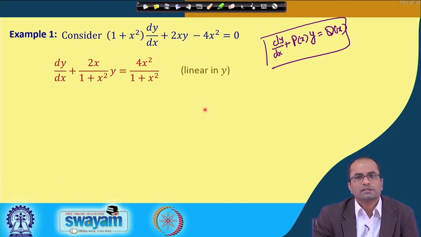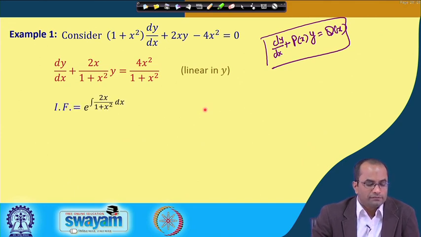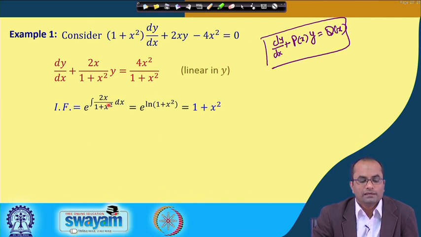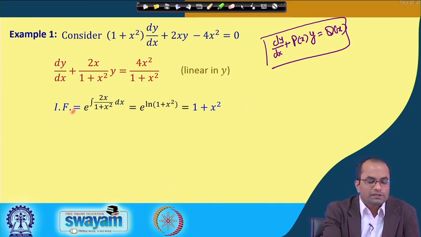Now, since this equation is linear in y, we can write down its integrating factor. The integrating factor will be the exponential of the integral of p dx. So, p is 2x over 1 + x². And what is this here? The derivative of the 1 + x² term is sitting there as 2x. So, this is nothing but the logarithm of 1 + x². So, we have the exponential of ln(1 + x²), which is equal to 1 + x², because the exponential will cancel out the logarithm. So, we have 1 + x² as the integrating factor.